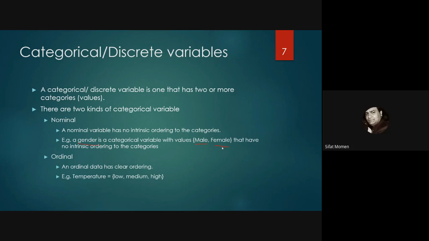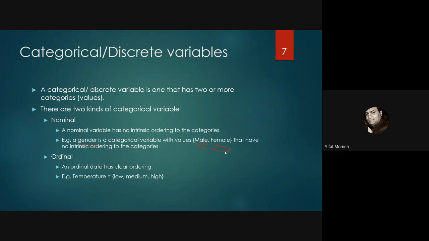Now, these male and female do not have any intrinsic ordering. There is no ordering such that male is greater than female or male is smaller than female. If you do not have any kind of intrinsic ordering between the categories, then that is called a nominal categorical variable. Nobody can say male is greater than female or male is smaller than female. Nothing like that can be said here. That's why this sort of categorical variable is said to be a nominal categorical variable.